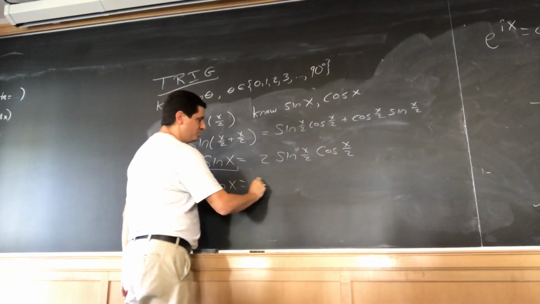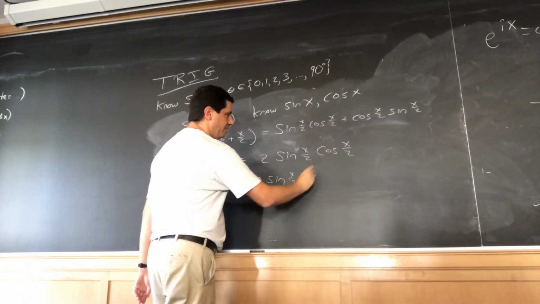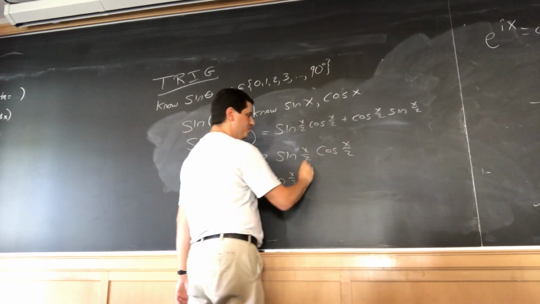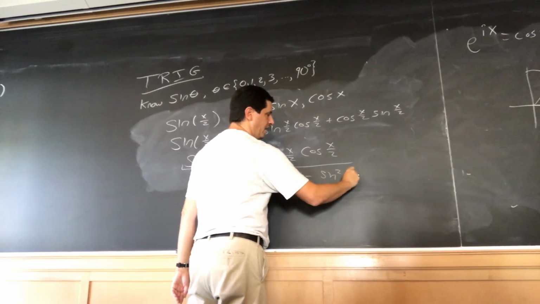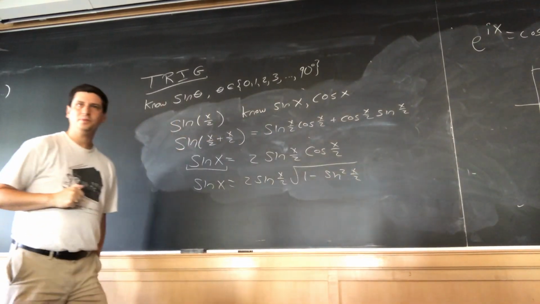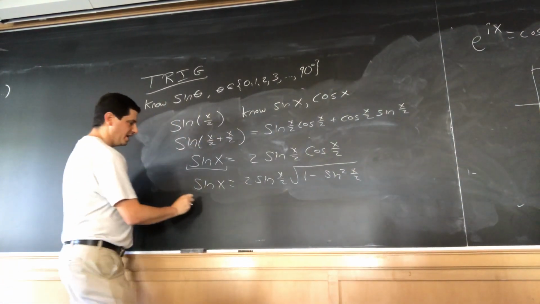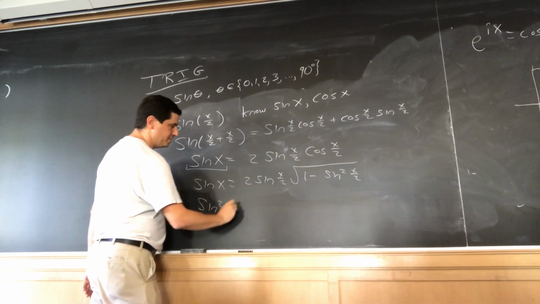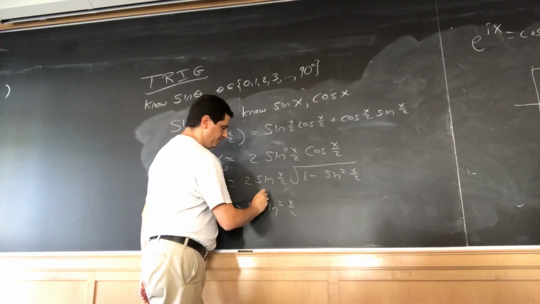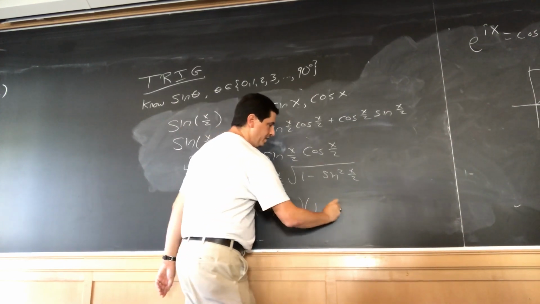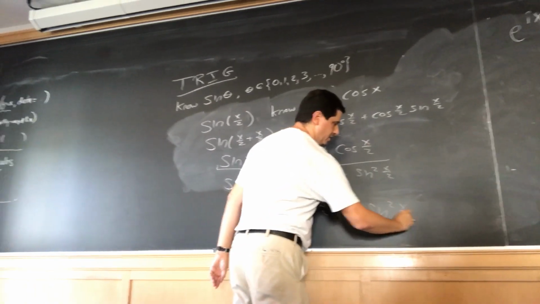The sine of x is 2 sine of x halves, and then cosine would be the square root of 1 minus sine squared x halves. Then I could square both sides, and I would get sine squared x is 4 sine squared x halves times 1 minus sine squared x halves.